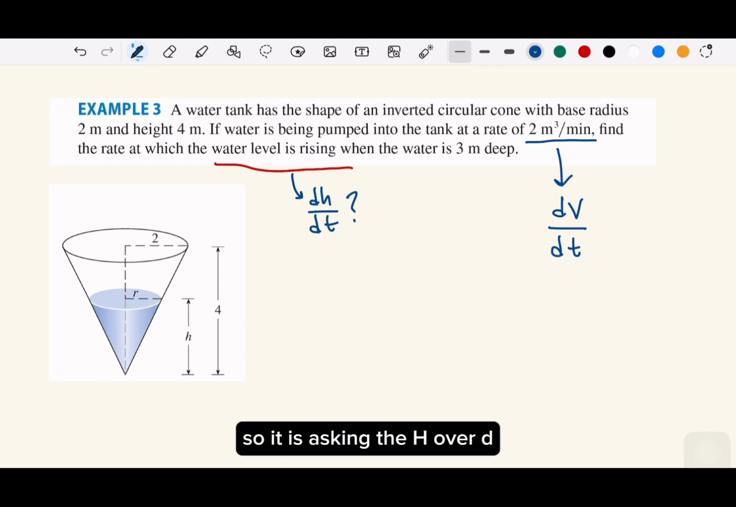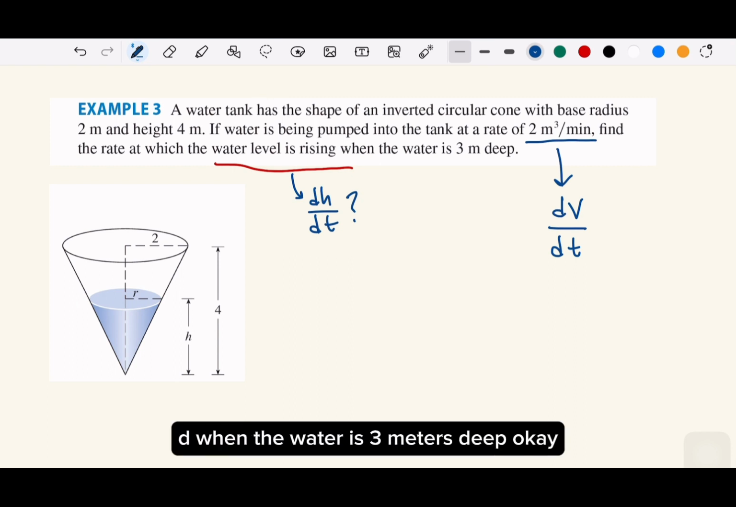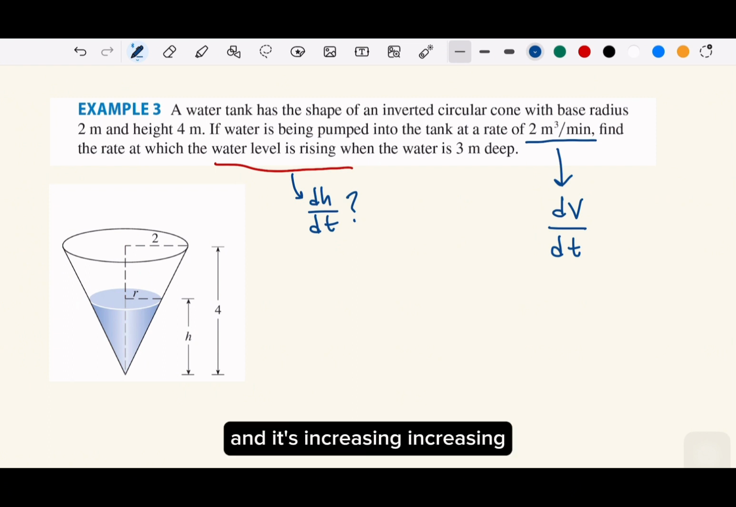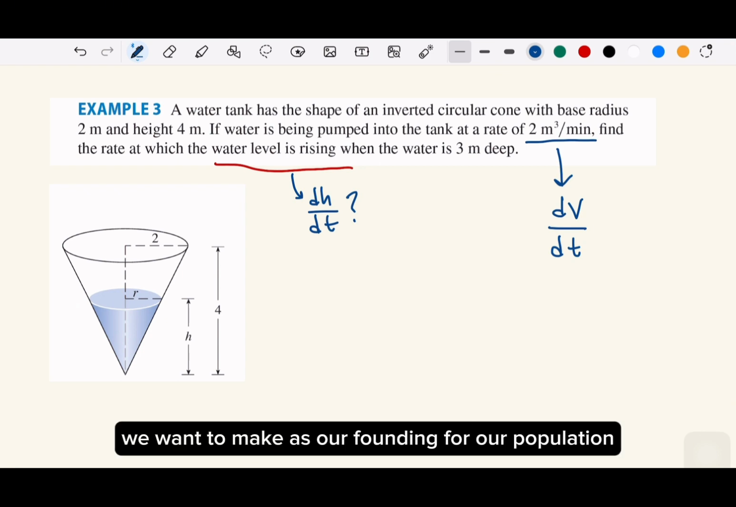So it is asking dH/dt when the water is 3 meters deep. Imagine that this level is always changing, it's increasing, and we are going to find this dH/dt when h is equal to 3. If this is 4, maybe 3 is around here. This is the value that we want to use for our calculation.